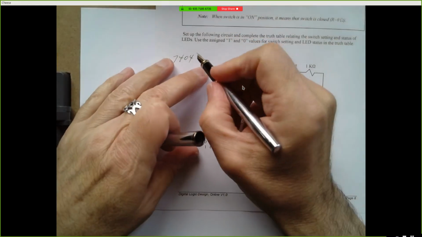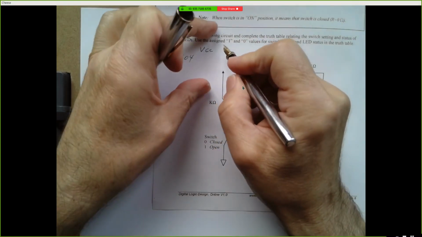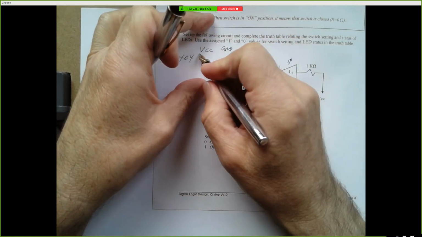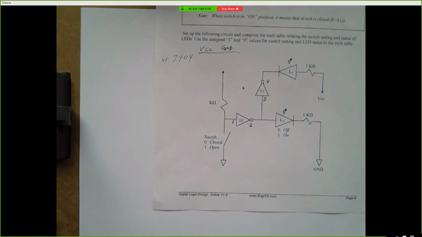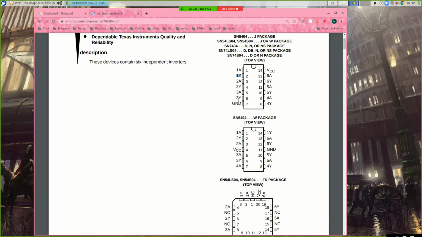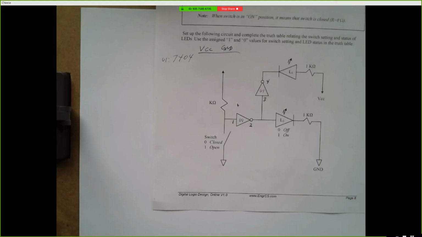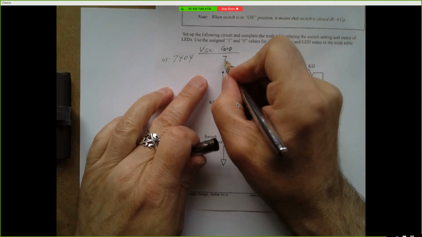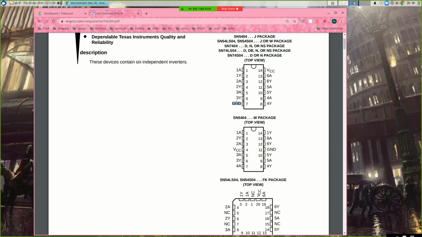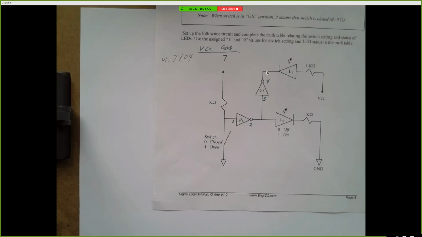And I'm also going to put a note where I need to put my power and ground connections. And go back to your data sheet. Ground is on pin 7, so I'll put a 7 here. And power VCC is on pin 14, so I'll put a 14 under there.